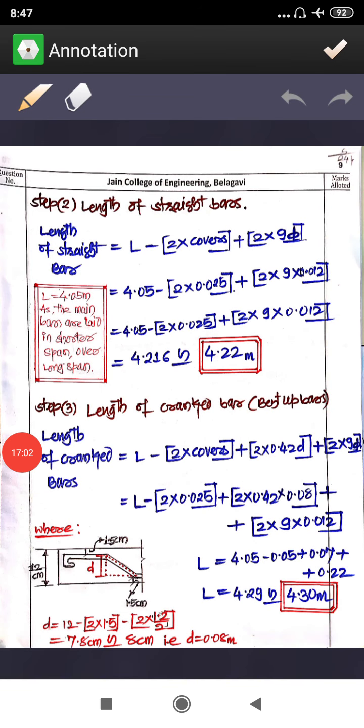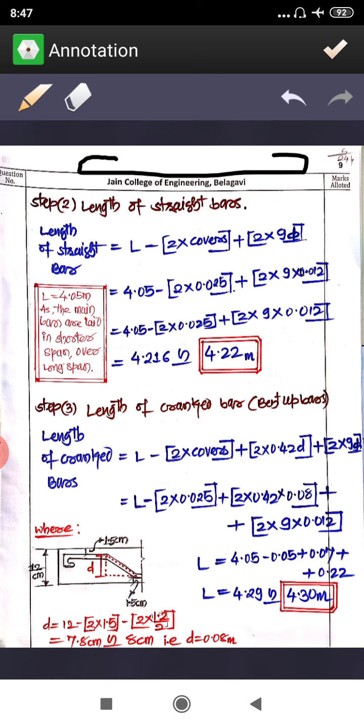Now step 2, we are going to determine the length of straight bars. As I said, the length of a straight bar is equal to length minus 2 covers plus 2 hooks. That only will be there in the straight bar. So you will have a hook, straight, and again a hook, and you are going to determine this length.